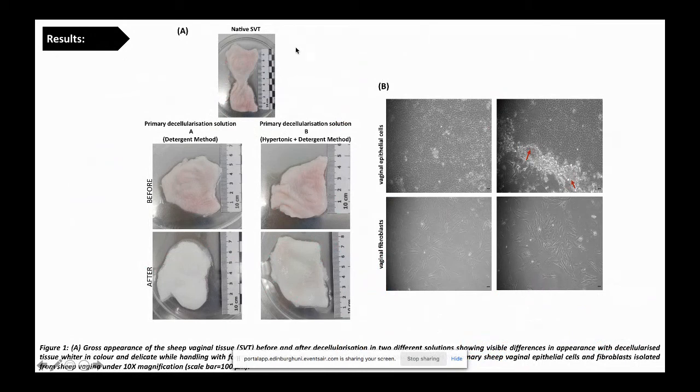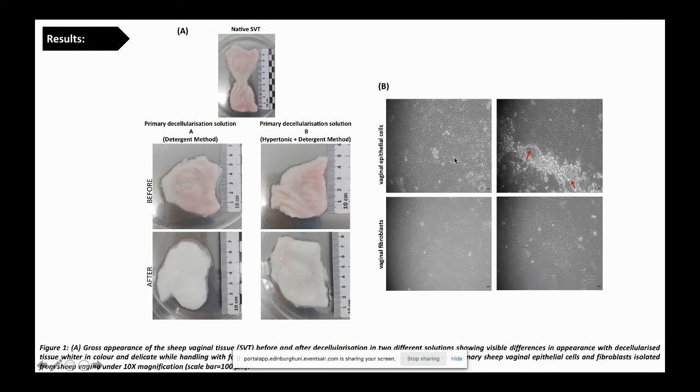So these are the results of the decellularized sheep vaginal tissue matrices. For the purpose of decellularization, I employed two different methods. One is a combination of anionic and non-ionic detergent method. Another is a combination of a hypertonic and detergent method. By the gross appearance, we can see that after decellularization, the vaginal tissue was quite whiter in appearance, as well as quite fragile to handle.